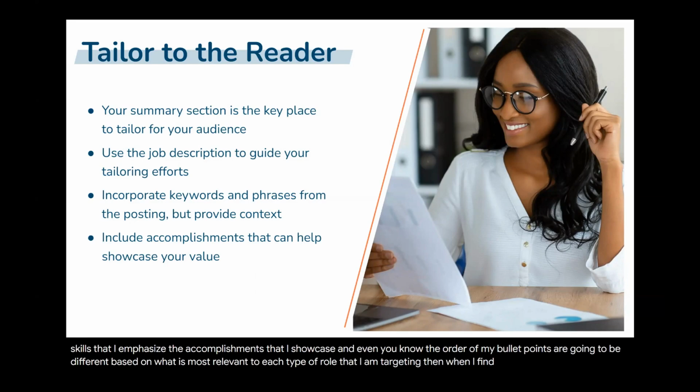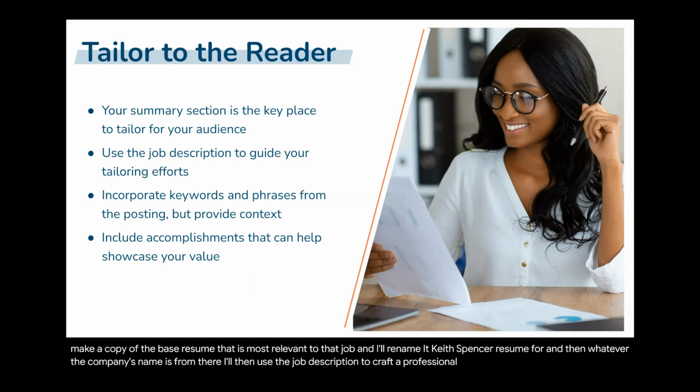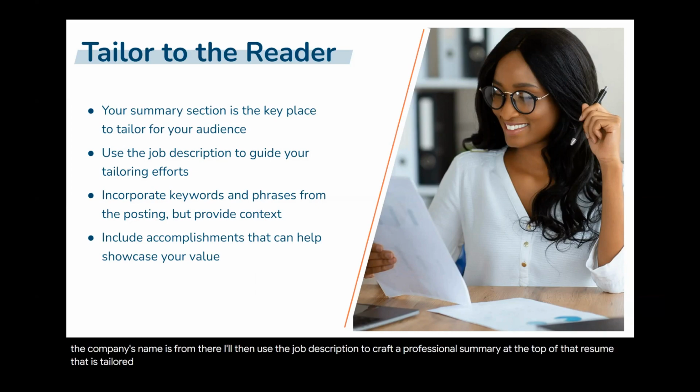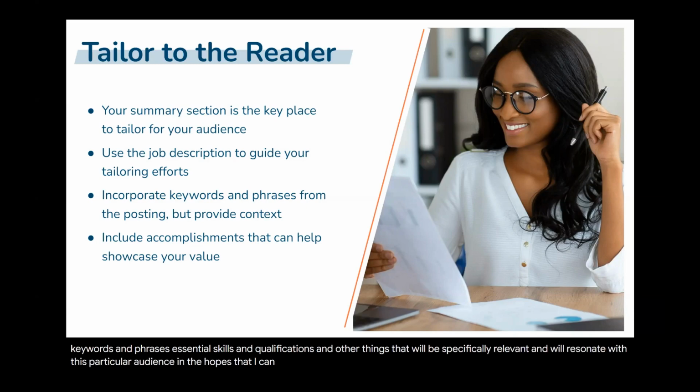Then, when I find a job I want to apply to, I'll make a copy of the base resume that is most relevant to that job, and I'll rename it Keith Spencer Resume for, and then whatever the company's name is. From there, I'll then use the job description to craft a professional summary at the top of that resume that is tailored even further to this specific role rather than just this type of role. And this allows me to include more keywords and phrases, essential skills and qualifications, and other things that will be specifically relevant and will resonate with this particular audience in the hopes that I can effectively catch their attention.